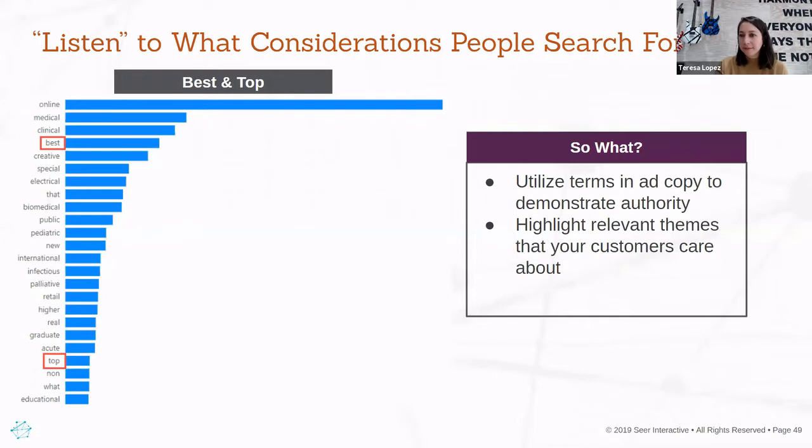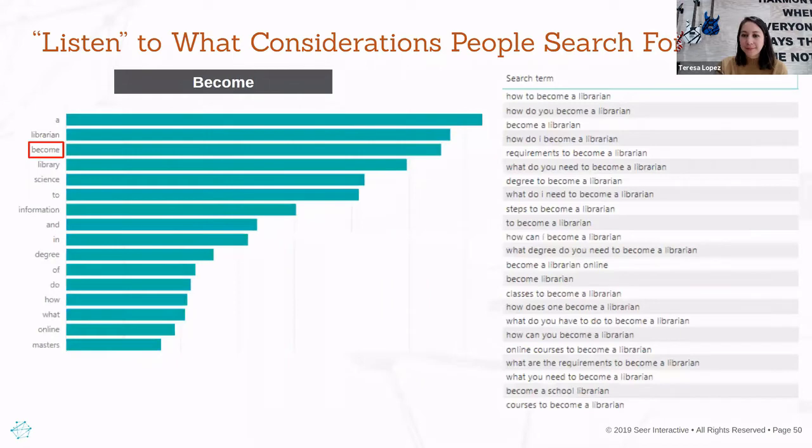Like I said, utilize those terms in ad copy to demonstrate authority and highlight relevant themes that your customers care about. Look for opportunities to really speak to your audience, as opposed to just taking the ad copy off of the landing page like I did at the beginning. That was a real life example of what I've done. So let's look at how we flipped the script on that librarian example.